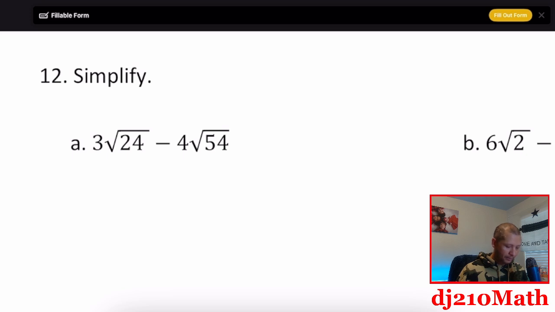Okay. Simplifying. We're subtracting square roots. The only way this works is if the square roots match, and right now they don't. One's root 24, one's root 54. So we have to simplify each until they do match.